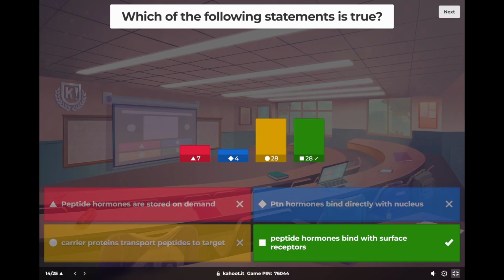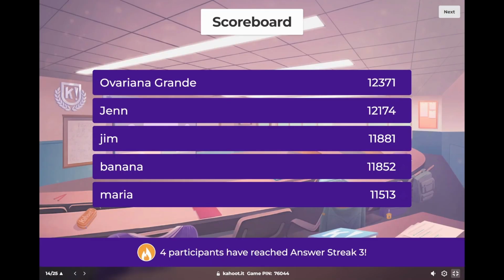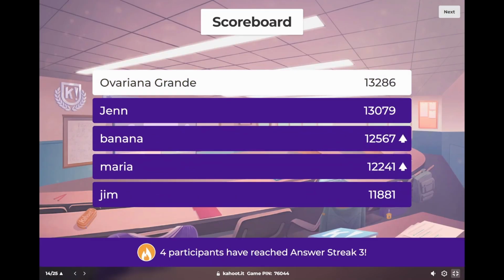Yeah, I think it's a form of one. But I don't think it requires a carrier. It might not be a peptide hormone. I think it's a separate class by itself.